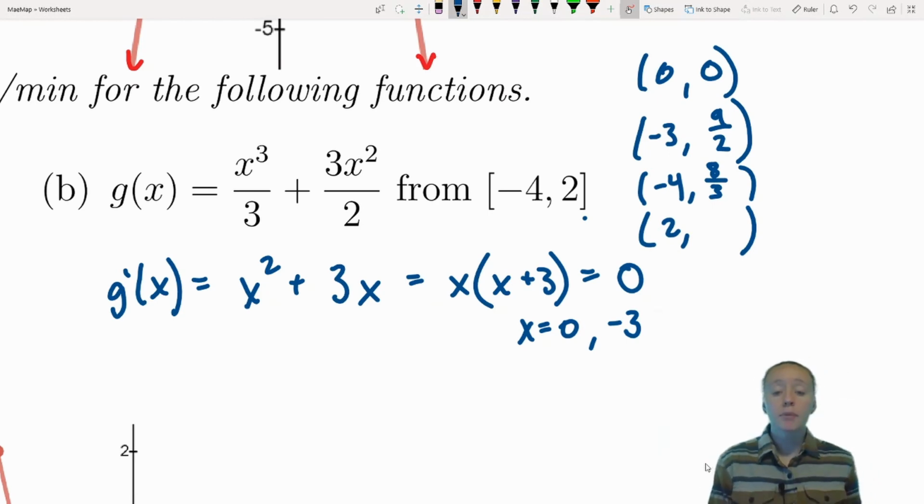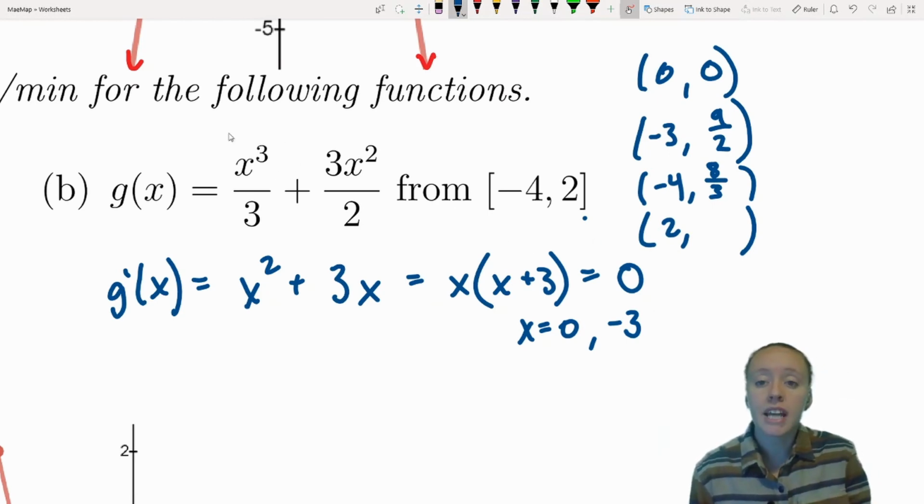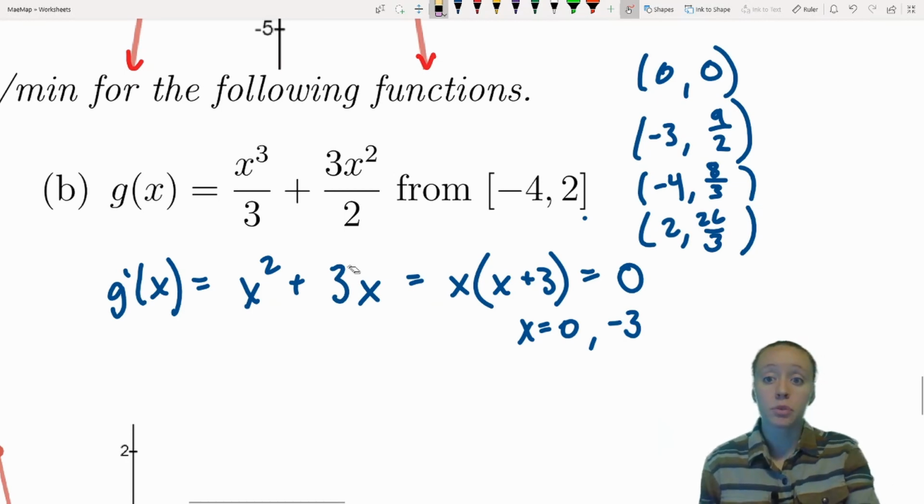And then lastly, I'm going to figure out what happens when I plug in 2. 2 cubed is 8, so that's going to be 8 thirds, plus 2 squared is 4. 3 times 4 is 12. 12 divided by 2 is 6. So I have 8 thirds plus 6. If I find that common denominator of 3, that's going to be 18 thirds plus 8 thirds, which gives me 26 thirds.